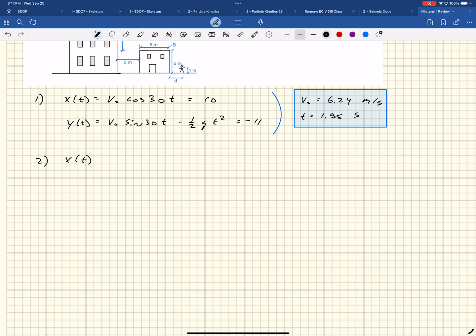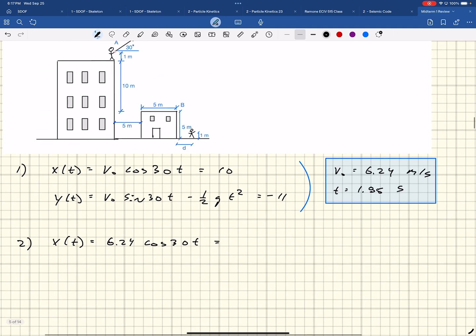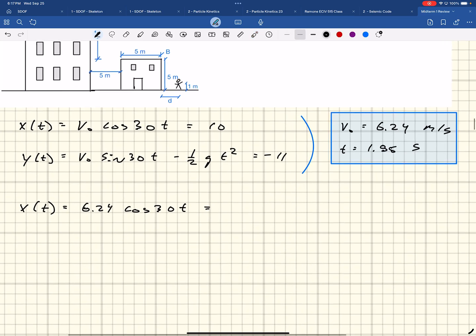x is a function of time. Now I know v naught, right? The v naught we just solved for. Said if we throw it at that same v naught. So this would be 6.24 times cosine 30 t is equal to, right? So what is that position? What would that position in the x direction be equal to? 10 plus D. Right? Because I know that this distance right here, that's 5, that's 10 plus the distance D.